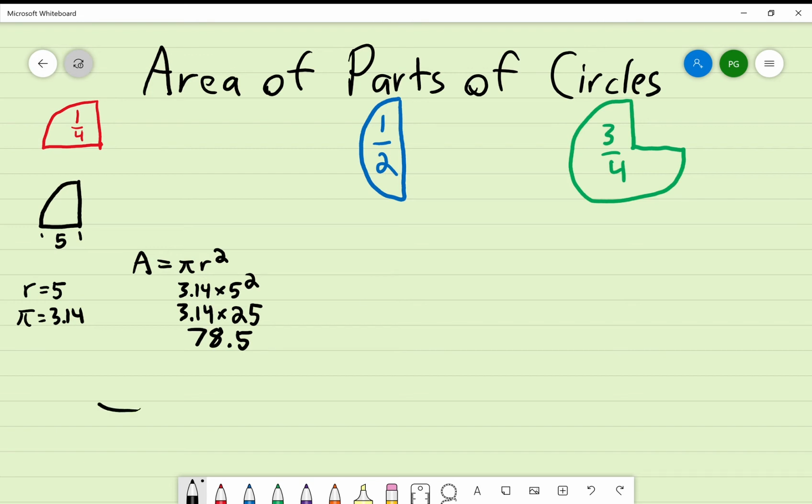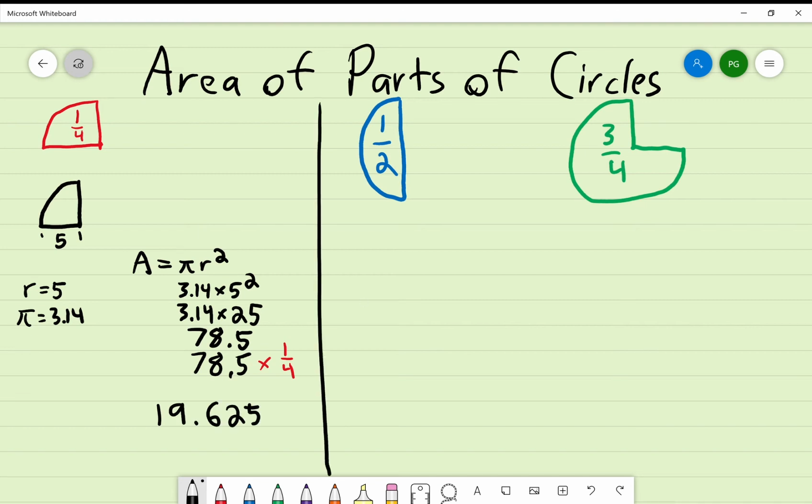This would be the area of the whole circle. We don't have the whole circle. We only have 1/4 of the circle. So we need to multiply the 78.5 times 1/4. That's the last step. You take the 78.5 and you multiply it times 1/4 or 0.25. Same thing. So 78.5 times 1/4 equals your final answer of 19.625. Boom, you're done. That's one example.